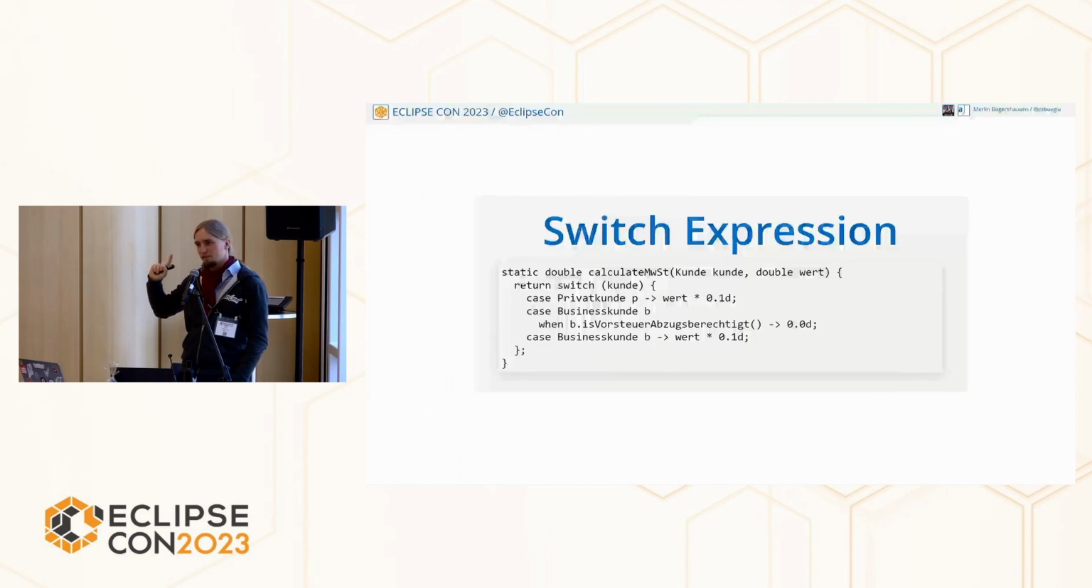Switch expressions have exhaustiveness checks at compile time. And that's a very, very great thing, because the compiler knows there are only two types of customers, because we modeled it like this with a sealed interface. And therefore, the compiler can say, okay, this switch is exhaustive. There's no path that is not covered.